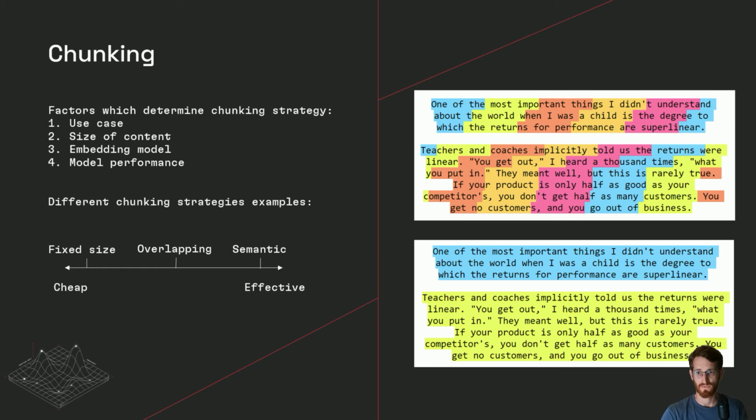Now, chunking. Chunking is how we ingest the relevant information that we're later going to be using. We're forced to choose how to chunk, and it really depends on a number of factors. It depends on your use case. It depends on the size of your context. It depends on which embedding model you're using, and model performance.